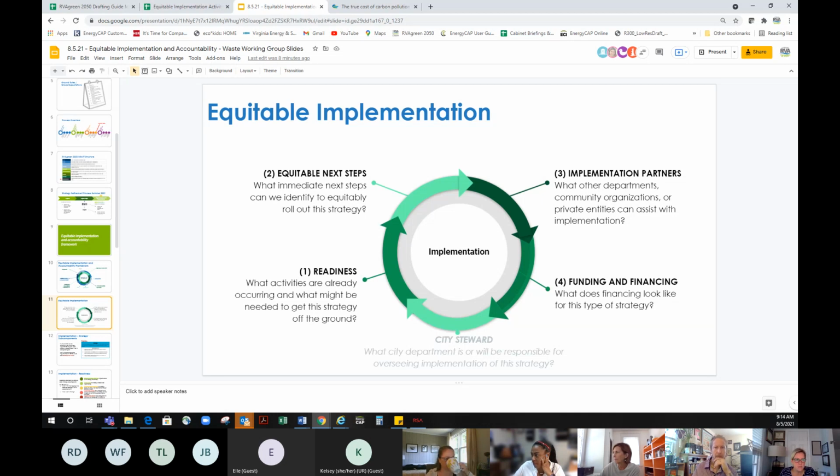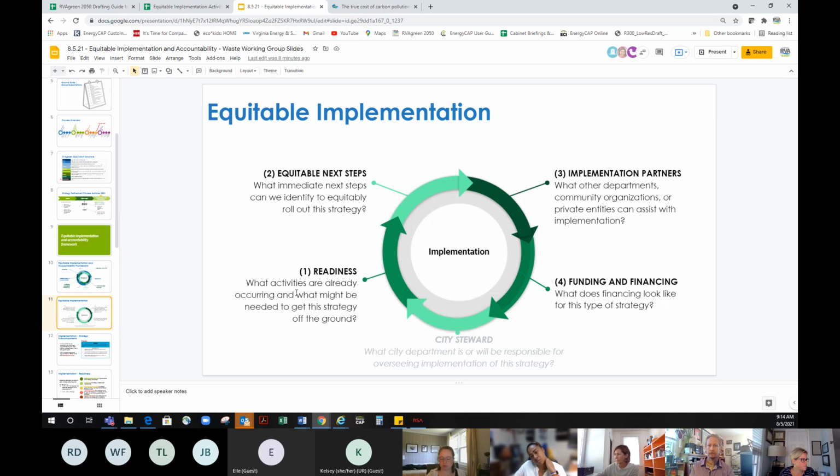The implementation partners are other departments, community organizations, or private entities that can assist with the implementation. And funding and financing, we don't need to spend too much time on that. That's a harder ask, to really think about how we're going to pay for this. But if you have good ideas, we certainly want to capture them.